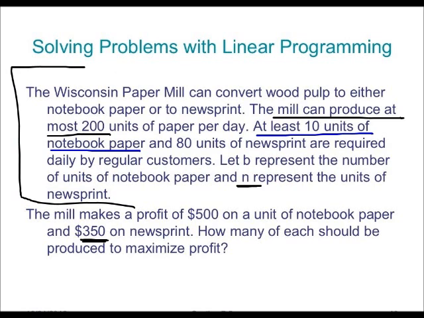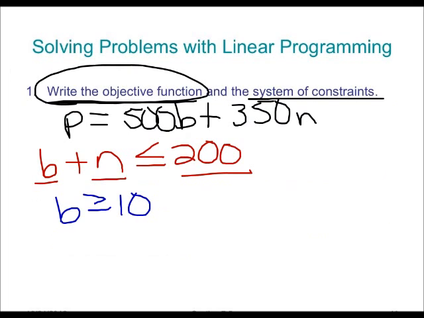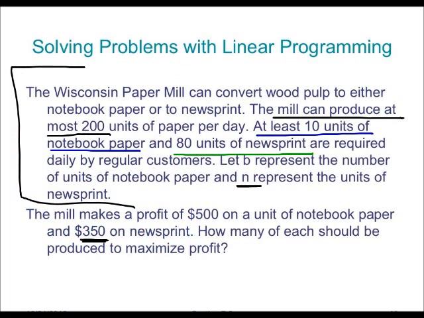We need at least 80 units of newsprint. So at least we need that many or more. So we have the newsprint. We have to have at least greater than or equal to 80 units. So 80 units of newsprint.